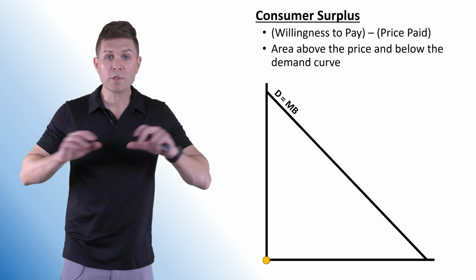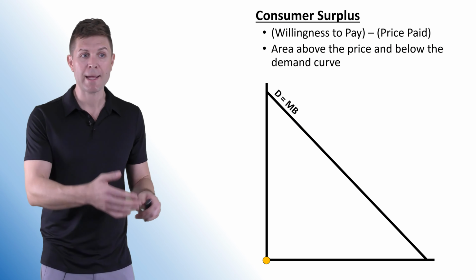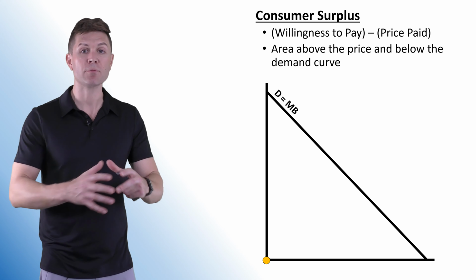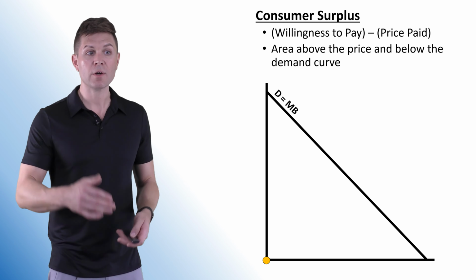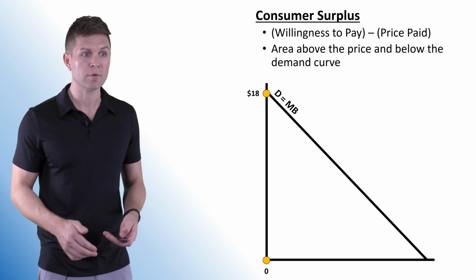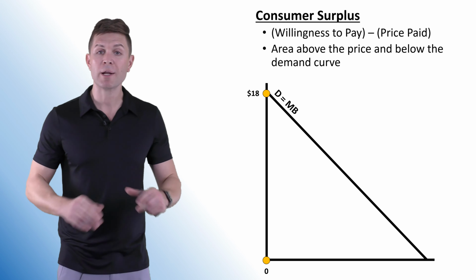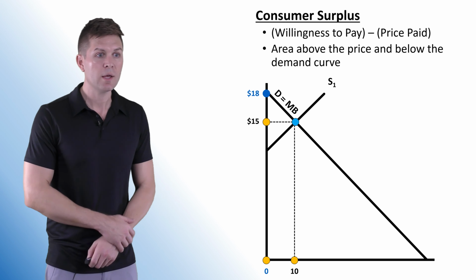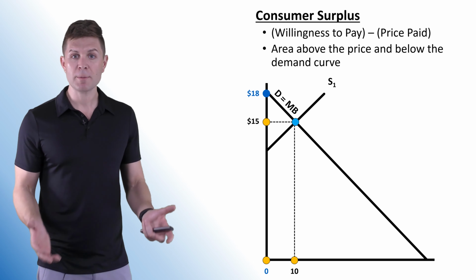All right. Now, so consumer surplus as a whole is the willingness to pay minus the price paid. And we're looking at it for all the consumers in the market. It's the area above the price and below the demand curve. So at $18, there is nobody buying the product. There is 0 consumer surplus out there. Price drops down to 15. 10 people are willing to buy it.